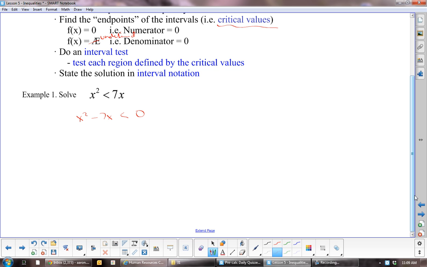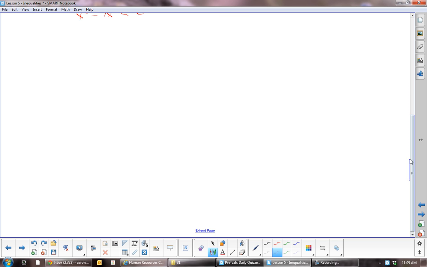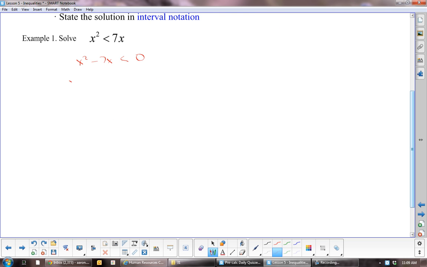Now, if this was a 30-1, we could graph it. Well, actually, it's grade 11, 20-1. You can graph it, and whatever part of the graph is under the x-axis, that's less than 0. So what x's give us that, okay? But we're going to have to do ours without the calculator. So we want to factor this, and when we factor it, we will take out an x, and that will leave me with x minus 7 is less than 0.